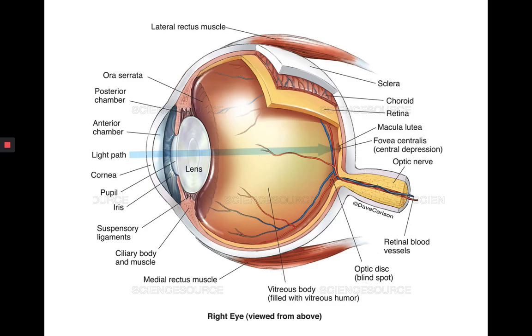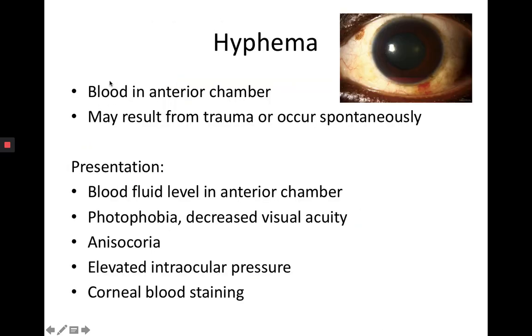All right. Next, we'll talk about the anterior chamber. So the anterior chamber is the fluid-filled chamber that sits just anterior to the iris and deep to the cornea. This is a hyphema, which is blood in the anterior chamber.